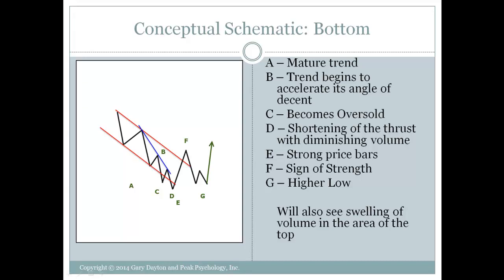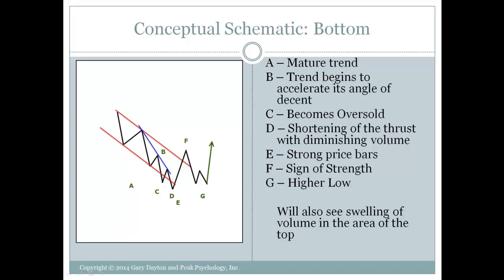It may have been more true a couple of decades ago. Anyway, this is a mirror image. We become oversold. We often see shortening of the thrust, again with diminishing volume. And we start to see price bars not showing weakness, but showing strength. Buyers coming into the market.